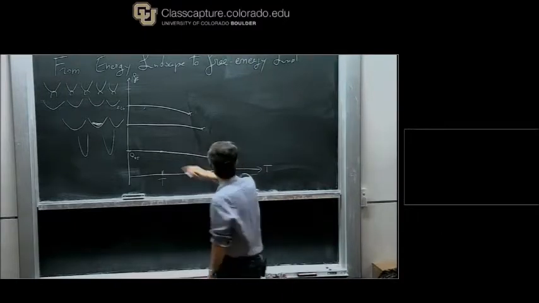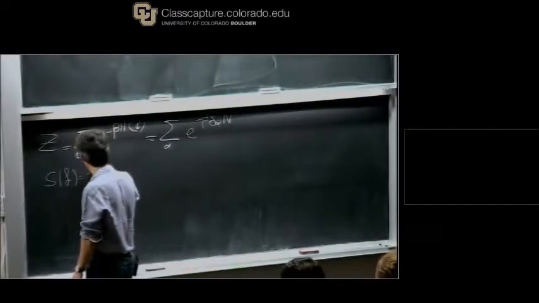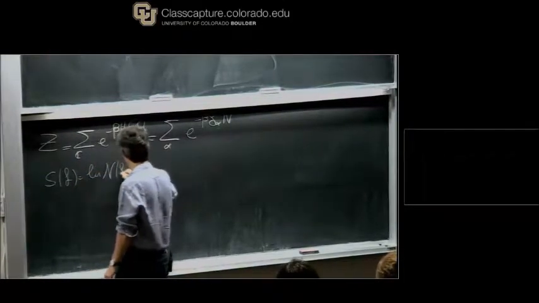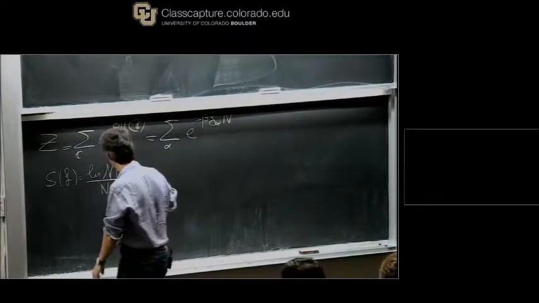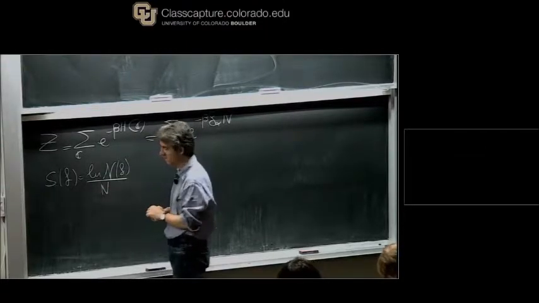And so I can define a configurational entropy, S of f, which is equal to log of N of f divided by N, where this N of f is the number of states which have free energy between small f and f plus df, divided by the number of degrees of freedom, okay?